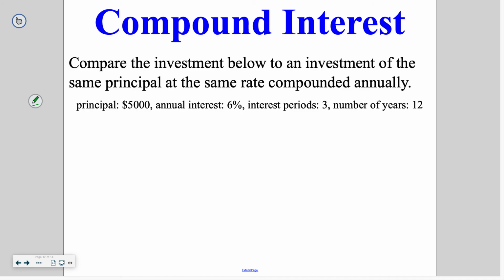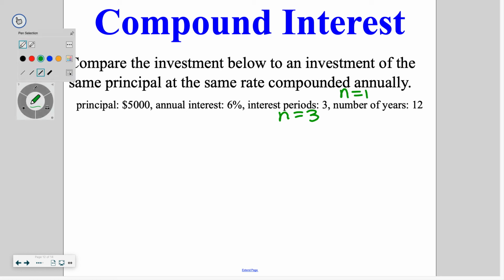Last thing we're going to do really quick is compare the difference between interest rates that are compounded and interest rates that are not. So this says compare the investment below to an investment with the same principal, so the same starting value, the same interest rate, but it's just compounded annually. So this first one has 3 interest periods, so that means our N value is going to be 3. This compounded annually means our N value is going to be equal to 1.